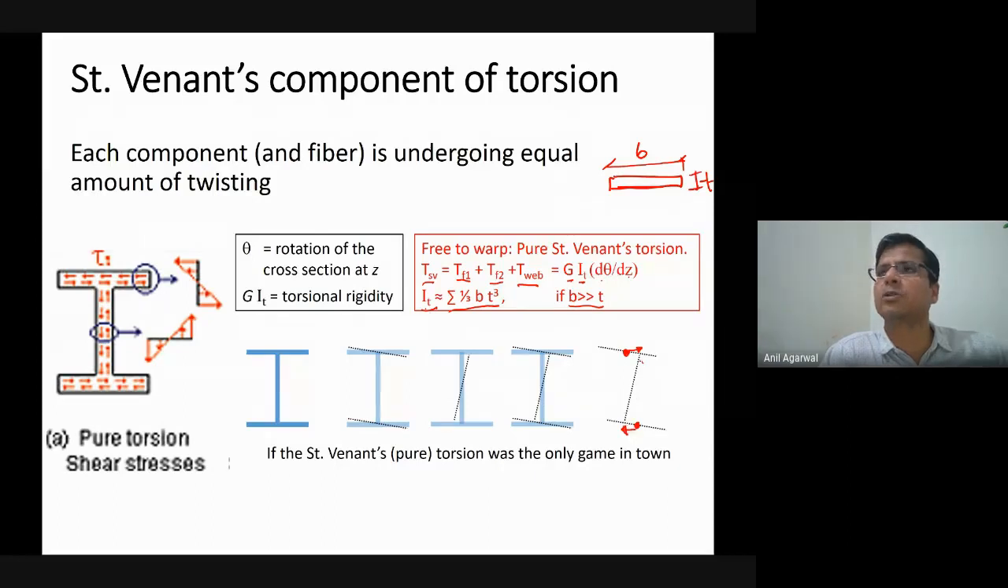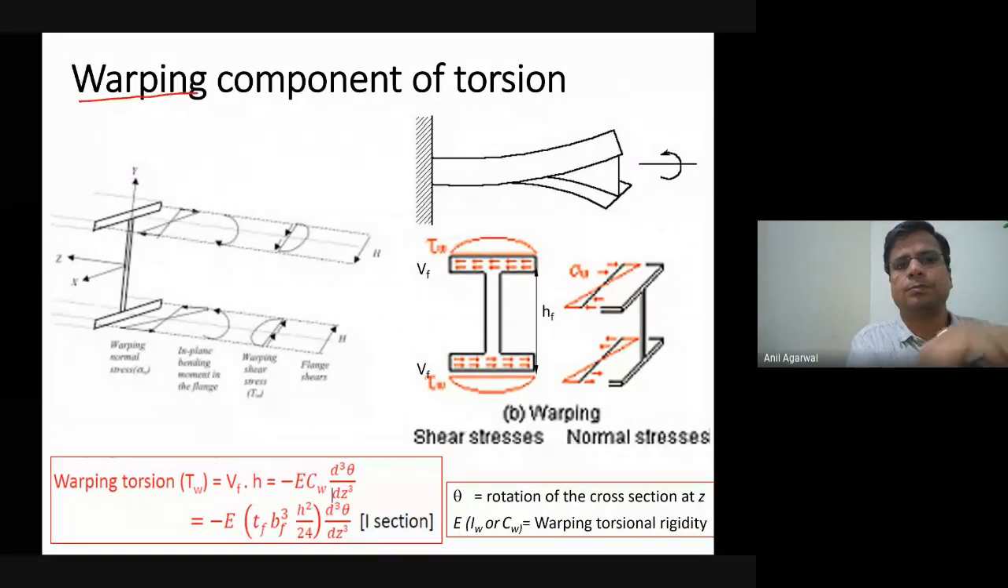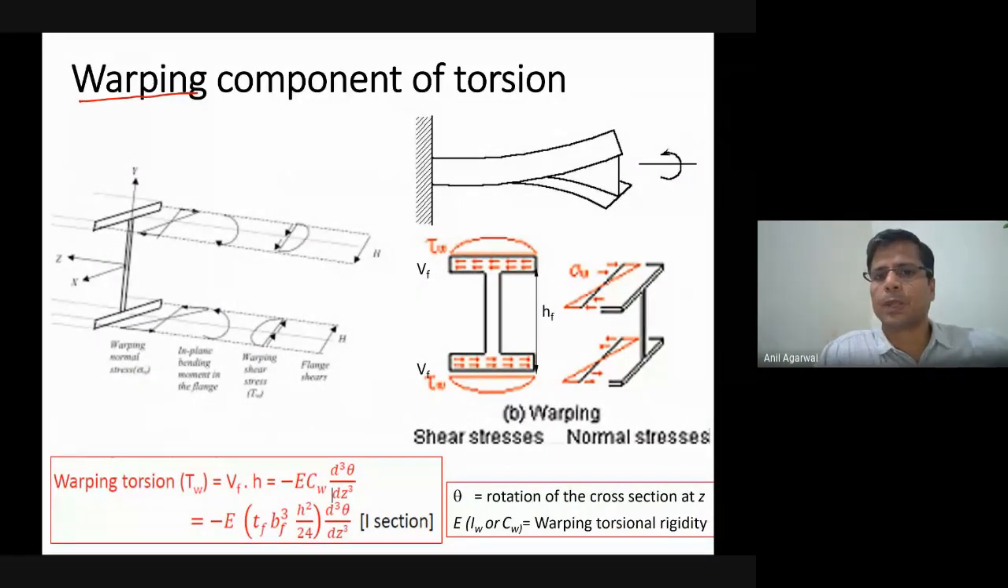Similarly, the web also cannot twist as much. It will be twisting less. Okay. What does that mean? It means that the flanges have to undergo lateral movement in opposite directions to maintain the compatibility. And that is where the warping comes into picture. Okay. Now, please follow me here. Please follow this argument very carefully. This is very important to understand what warping is.